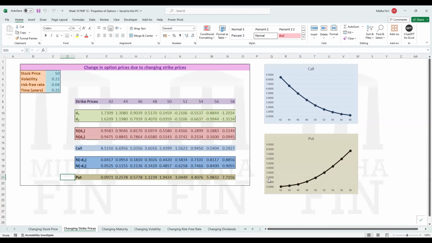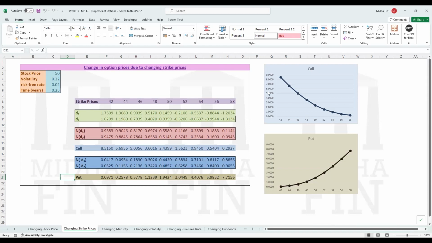Thereby, there will be more certainty about the exercise of the option. So for strike price's relationship with call and put, I can tell you very simply that if I have a call option, then call option price is inversely proportional to the strike price, but directly proportional to the put price. Okay, so strike price is directly proportional to put price. So if a strike price increases, put price will increase. If a strike price increases, call price will decrease.